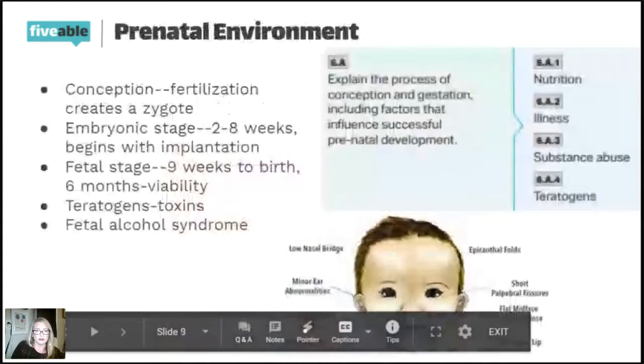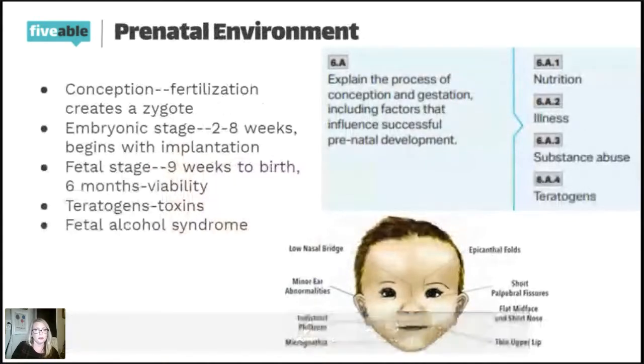So in the prenatal environment, there are actually things that go on inside the mother's womb that have an effect on our behavior and our capabilities when we're born. The conception point is when fertilization of the egg creates a zygote. The embryonic phase is from 2 to 8 weeks and begins with implantation, when the zygote travels down the fallopian tubes and implants.